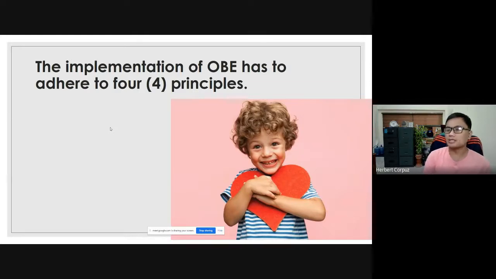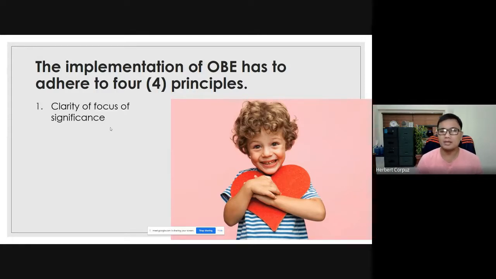Remember also that the implementation of outcomes-based education has to adhere to 4 principles. Again, we're done with the 3 basic premises. We also made use of the 3 characteristics of outcomes-based education. Now we proceed to the 4 principles of outcomes-based education. First is clarity of focus or significance, that we have to be very clear of what we really want our learners to learn from us.